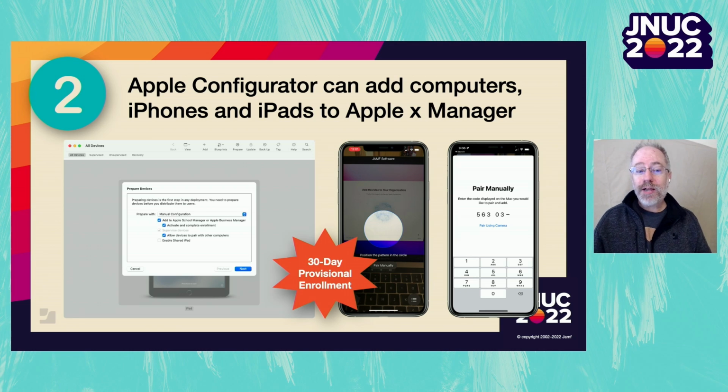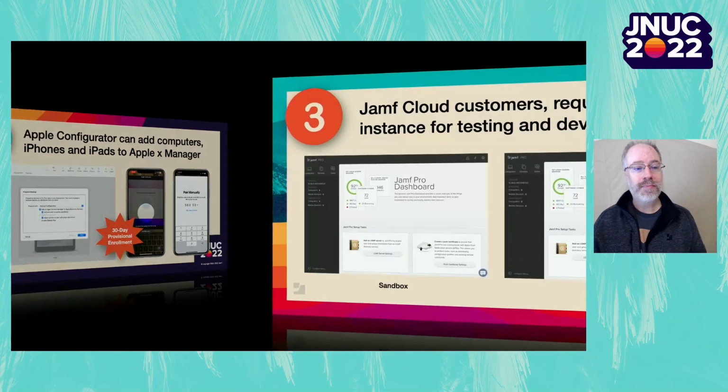To provisionally enroll iPhones and iPads, you'll need to use Apple Configurator on a Mac, as seen on the left. And to provisionally enroll Macs, you'll need to use Apple Configurator on a phone or iPad, as seen on the right. You can either scan your Macs or use a PIN to start the process.